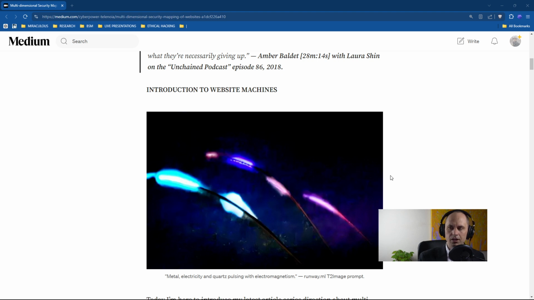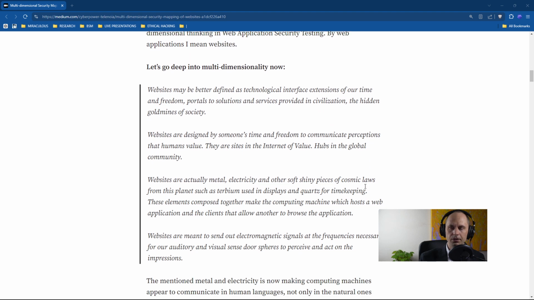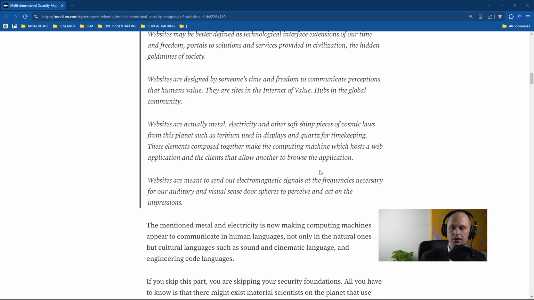Introduction to Website Machines. Today I'm here to introduce my latest article series, Direction, about multidimensional thinking in web application security testing. By web applications, I mean websites. Let's go deep into multidimensionality. Websites may be better defined as technological interface extensions of our time and freedom, portals to solutions and services provided in civilization, the hidden gold mines of society. Websites are designed by someone's time and freedom to communicate perceptions that humans value. They are sites on the Internet of Value, hubs in the global community.